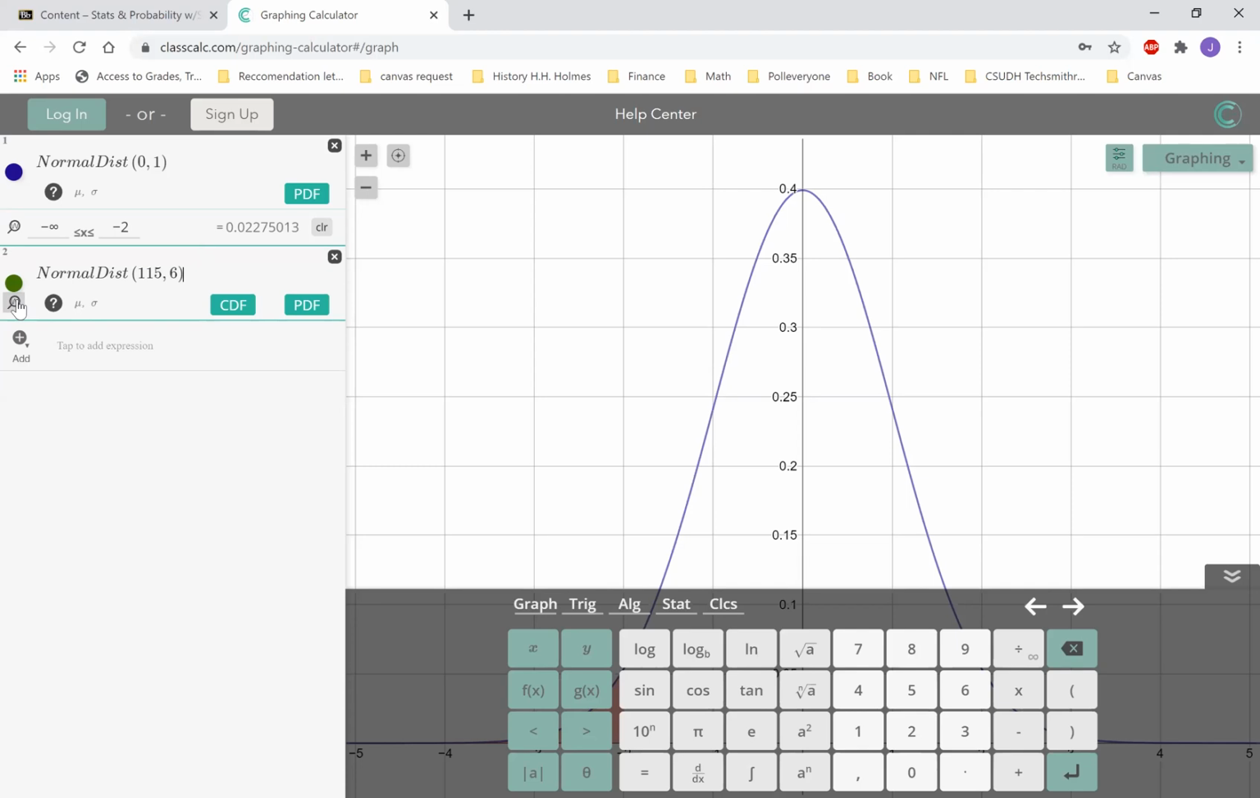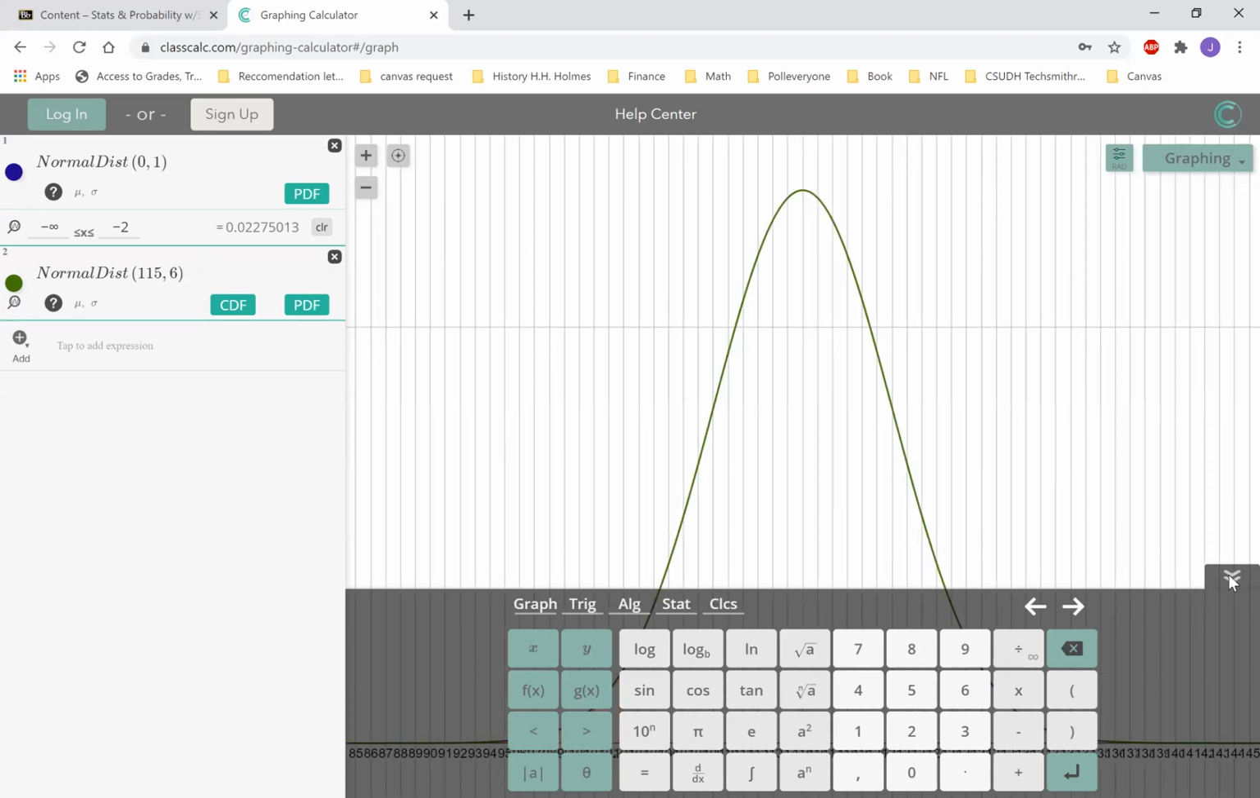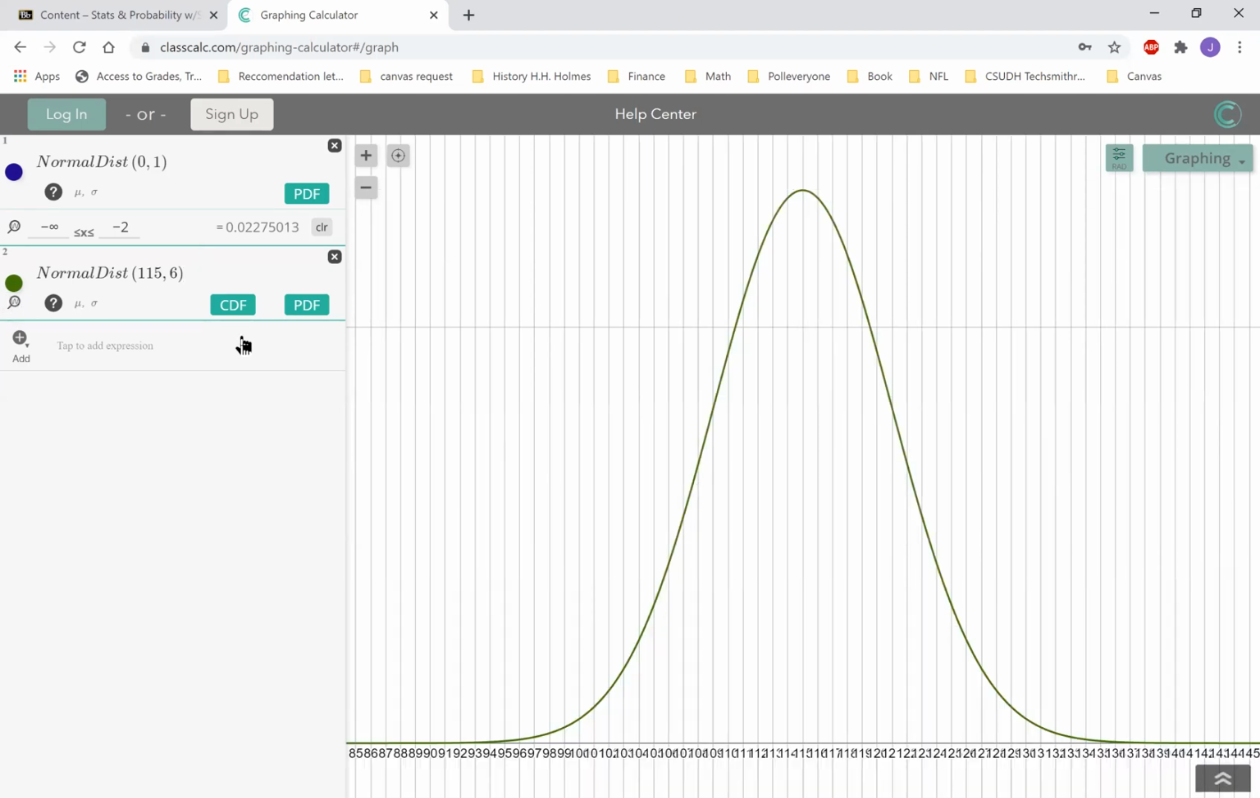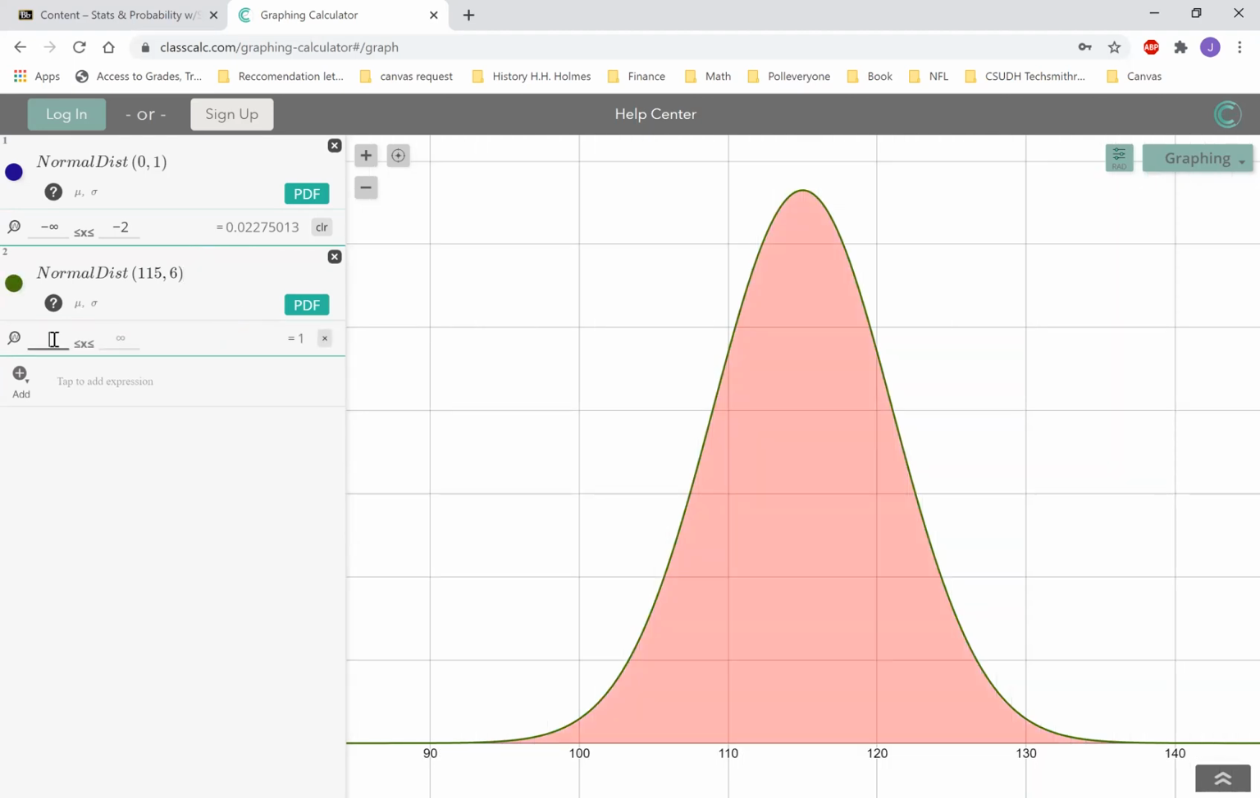Now let's go ahead and look at this one. Here's my drawing. Then you go to CDF. My lower bound is still negative infinity, so I can leave it as negative infinity, but my upper bound is 103. If you look at the answer I got with the first method, and the answer with the second method, what do you notice about both answers? They're the same.